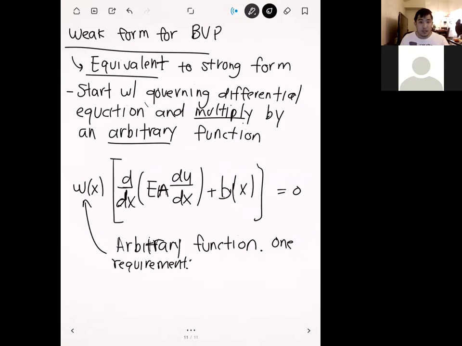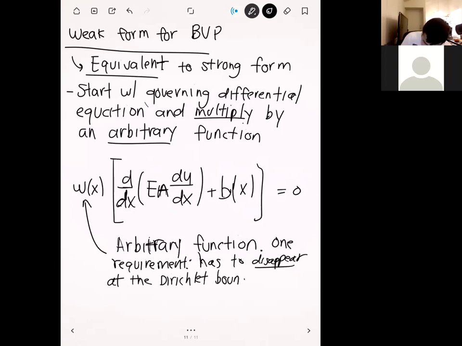The requirement that I'm going to specify is that it has to disappear at the locations of our essential boundary conditions, or our Dirichlet boundary conditions. And so anywhere that we have a Dirichlet boundary condition on U, W has to be equal to 0 there.